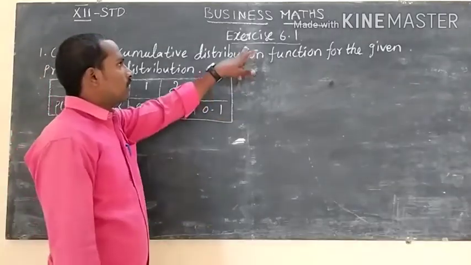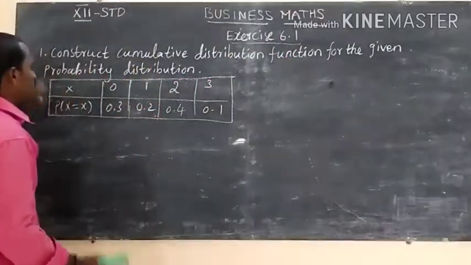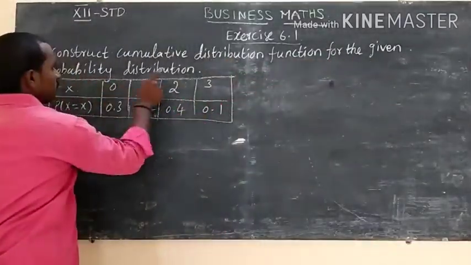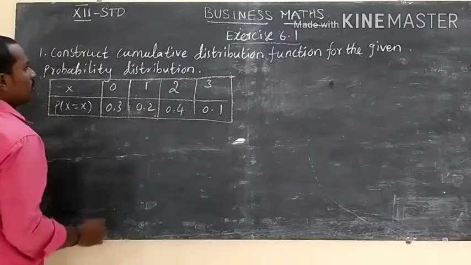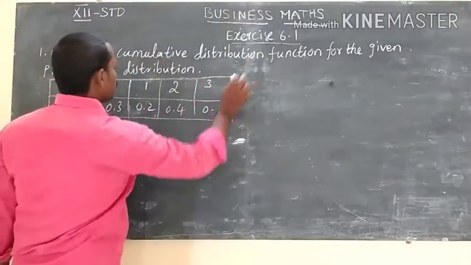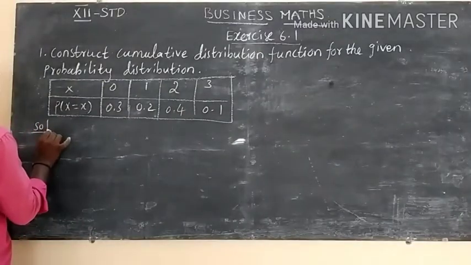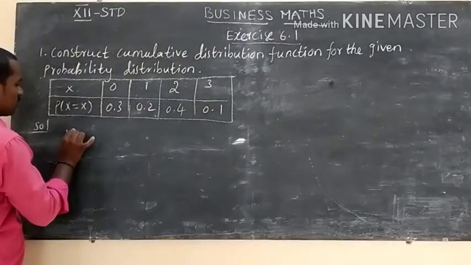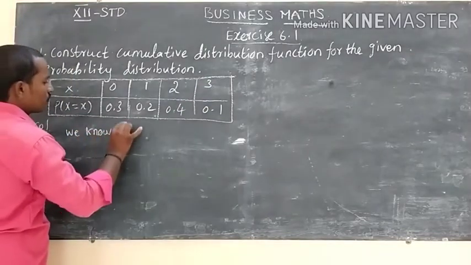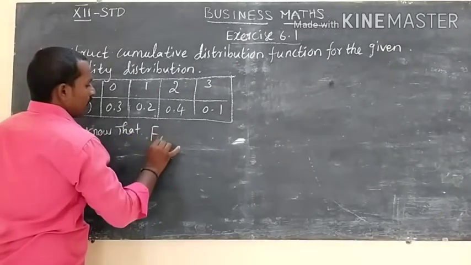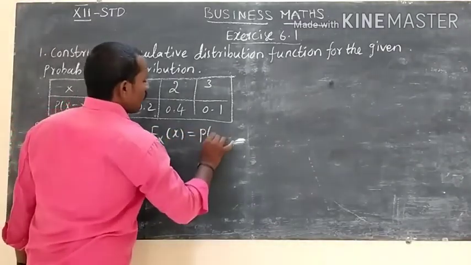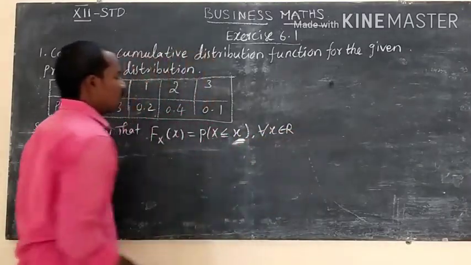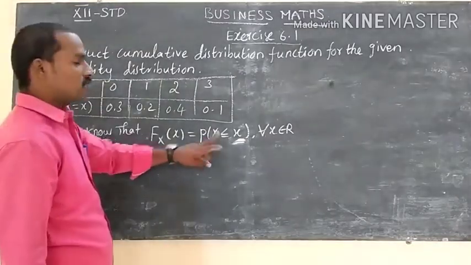Okay, dear students, Exercise 6.1. First question: construct the cumulative distribution function for the given probability distribution. The probability distribution is given. Construct the cumulative distribution function. The solution: what is the formula for the cumulative distribution function? We know that capital F of x equal to P of X less than or equal to x, for all x belonging to R. This is the cumulative distribution function formula.